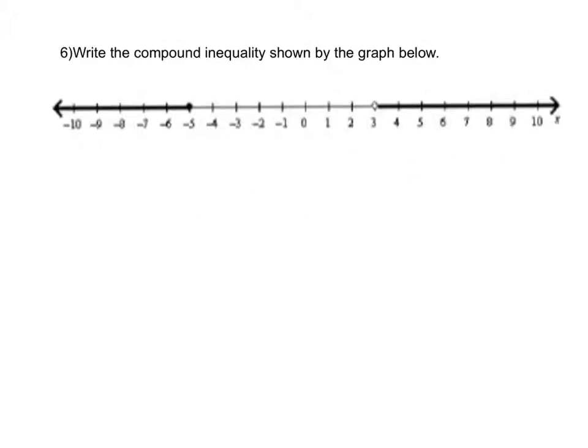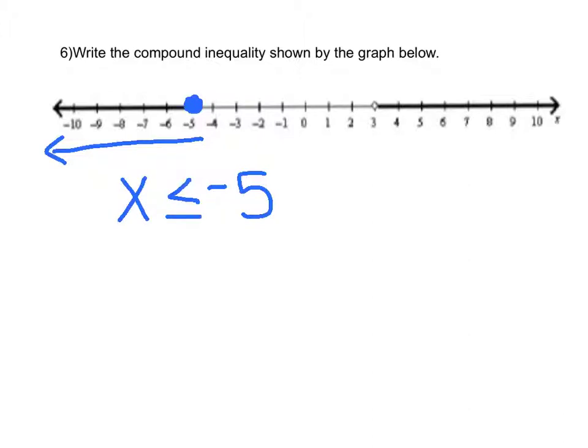Number 6 says write the compound inequality shown by the graph. Well, let's just take this one at a time. Let's look at this side of our graph. If we would write this inequality, let's just use the variable x. It is showing all the numbers that are less than -5. Less than is the closed end, don't forget. Now, because this dot is closed in, that also means that it is or equal to -5.